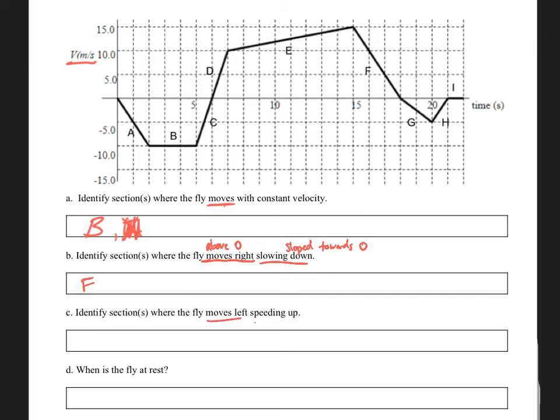So now the opposite. What if it's moving left and speeding up? That would be below the x-axis, below 0, and sloping away from 0. I'm getting these from that chart we just talked about a few minutes ago. So below 0 and sloping away from 0. Well, I can see A does that, and G does that as well. Those are my only two sections for that answer. Part D, when is the fly at rest? We kind of answered this in Part A. Where's my velocity 0? My velocity is 0 during section I.